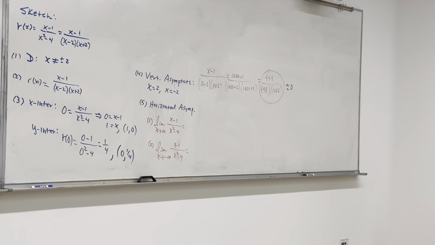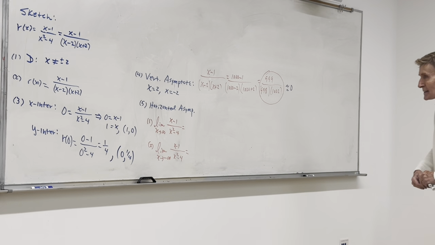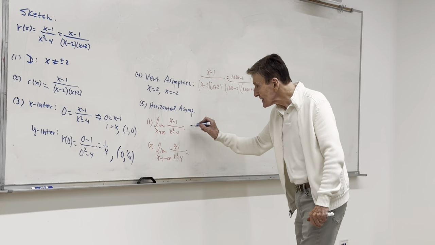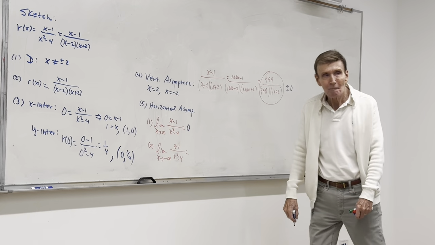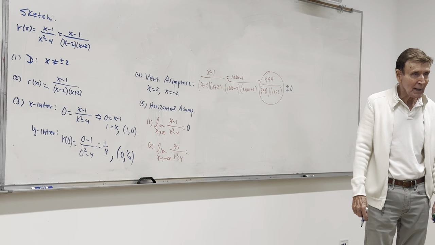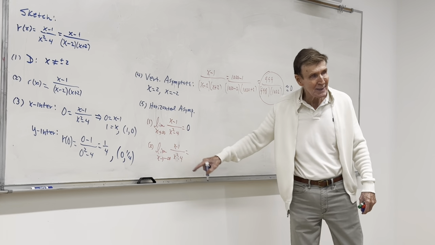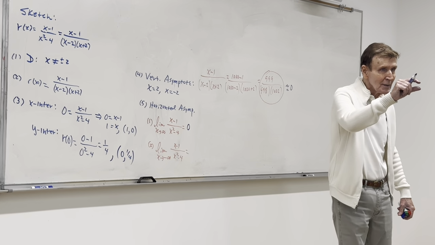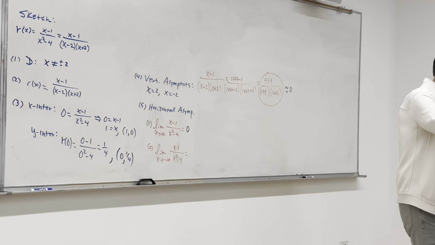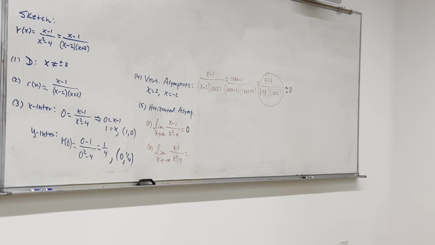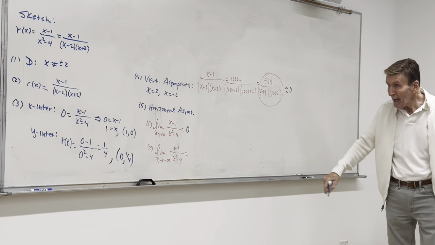I'm trying to think. Yes, okay. We're going to say this is equal to 0. What do you think might happen if I now replace x by some large negative number, maybe negative 1,000? I tried positive 1,000. I tried on the positive side.